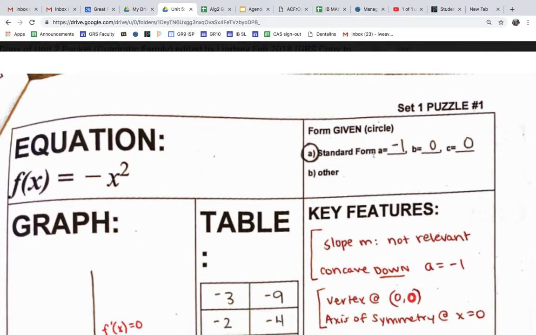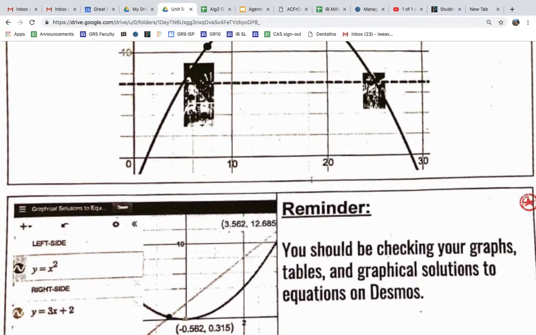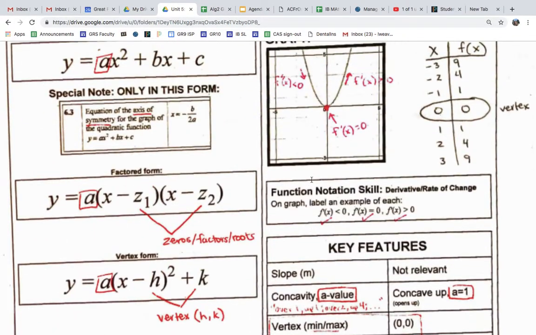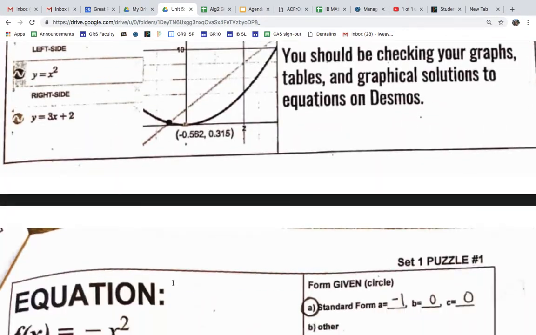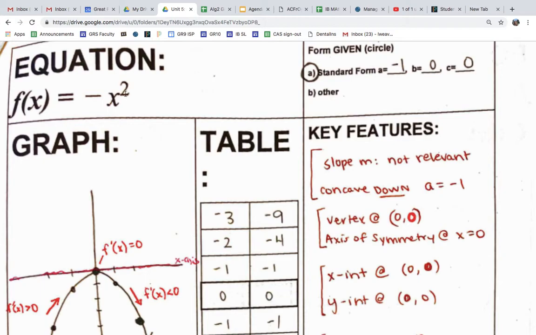One other thing that our puzzles have in the upper right hand corner is, are we given this in standard form, ax squared plus bx plus c, or are we given it in a different form such as factored form or vertex form? In this case, we can see that it's just standard form, here's your ax squared plus bx plus c. Your b value and c value are 0 because they're non-existent here, and our a value is equal to negative 1. So I can circle it was given in standard form, and I can fill in my values.